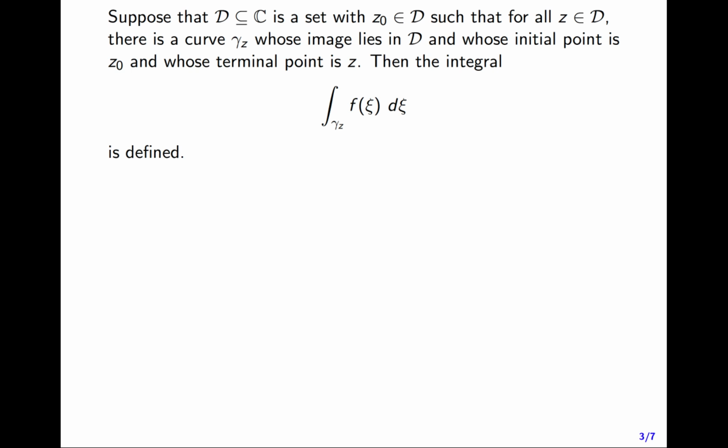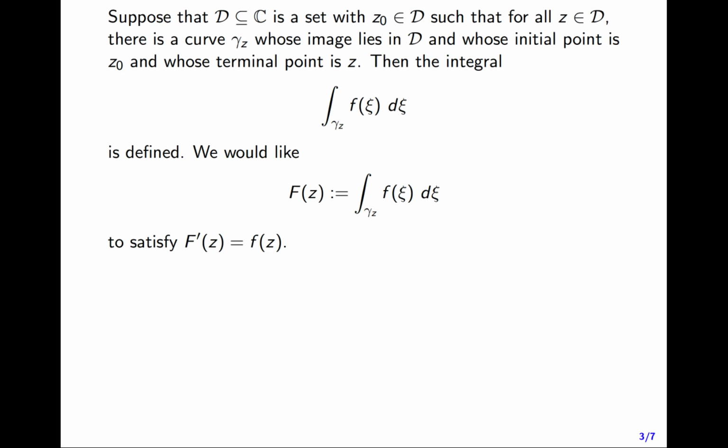Then certainly, because gamma z has its image lying in all of D, the integral over gamma z of f is defined. You don't have to worry about this integral not existing. And then we'd like the function big F of z, which we define to be the integral over gamma z of f, to satisfy big F prime of z equals little f of z. That seems to be the best analogy we can make with the fundamental theorem of calculus from real variable calculus.